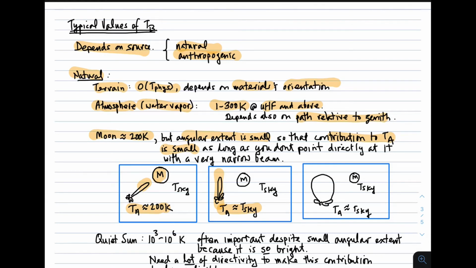Now if I have a low directivity antenna, in that case perhaps the moon occupies a position somewhere within a half power beam width or so. But in this case, the antenna temperature will still be pretty close to that of the sky temperature because the moon occupies a relatively small angular region of the sky. So only in this case do I see that the moon makes a significant difference in the antenna temperature.